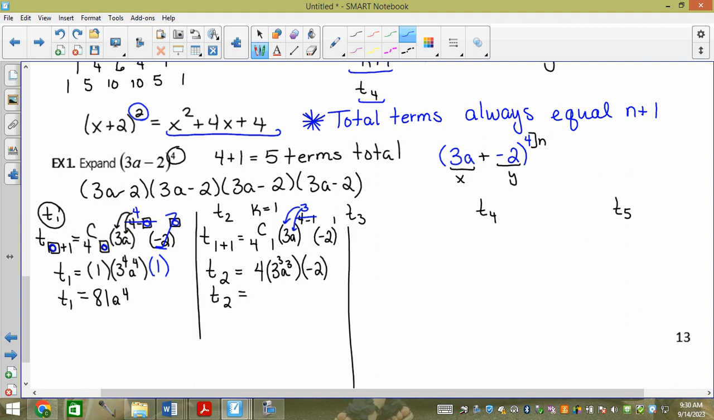So term 2 is 4, and then 27a cubed, and then negative 2. And some people will try and leave it like this. You can't. You have to put all the coefficients together. So this, and this, multiply them. Negative 2, 16a cubed. Right? So now we have term 2.